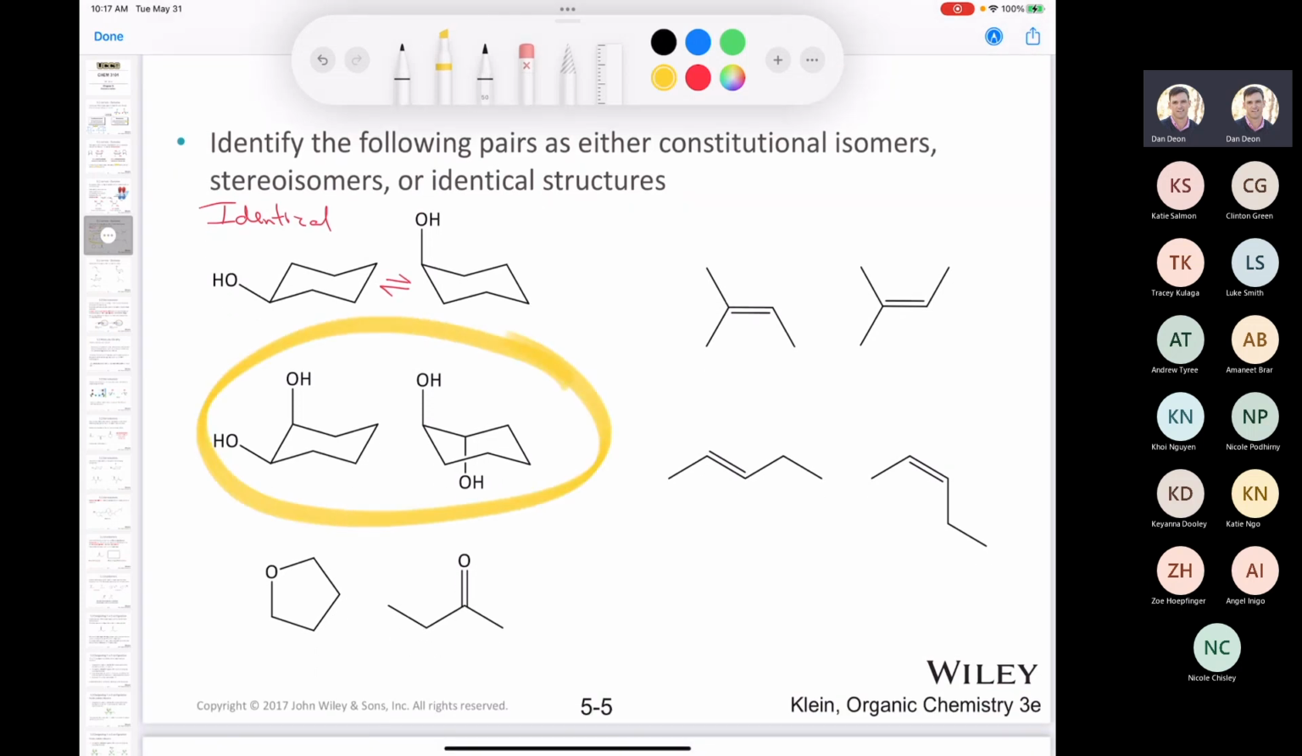So what about these ones here? On one of them, you see you have the two hydroxyls both pointing up. One is up and axial, one is up and equatorial. But on the next one, we have a hydroxyl going up and axial, and we have another one going down and axial. How would you describe these two?